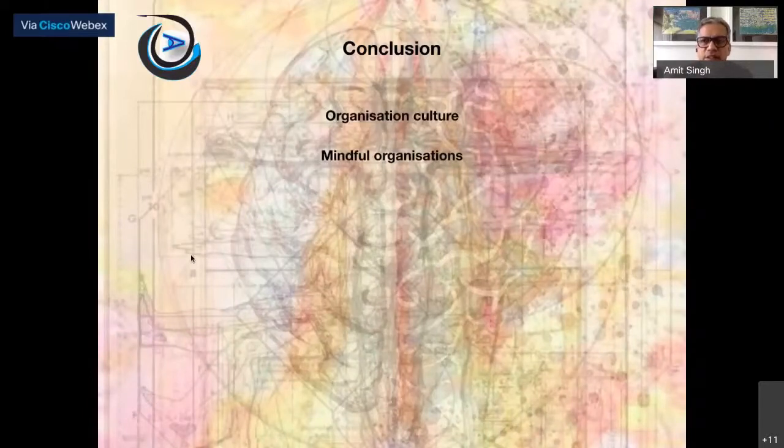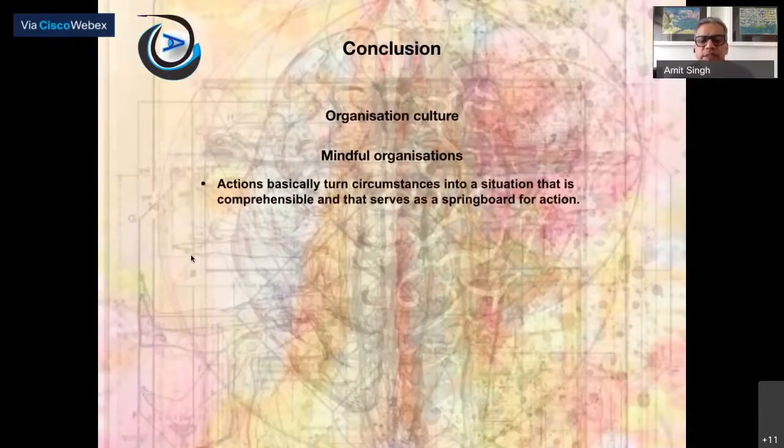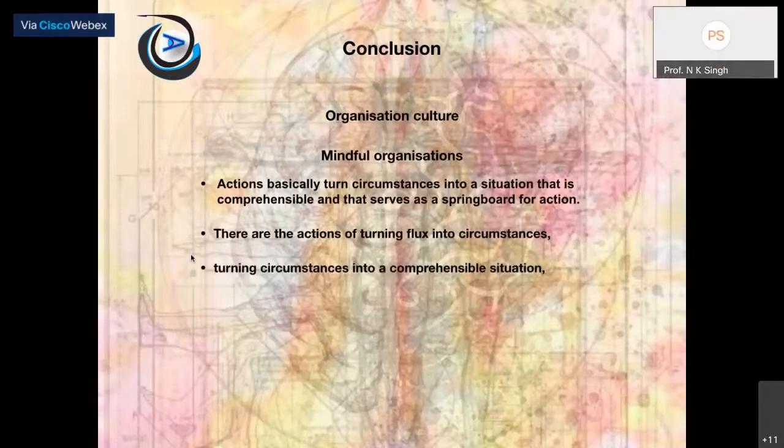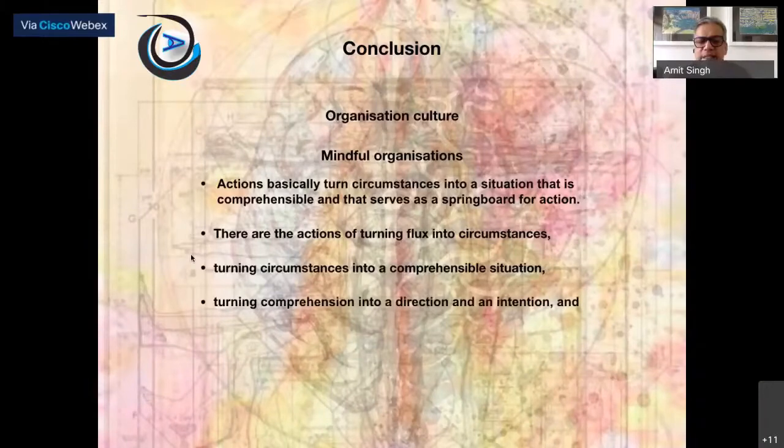Mindful organizations, so people do not go through a consultant's recommendations blindly. Yes, organizations hire consultants, they have processes, but it has to be deployed mindfully. Actions basically turn circumstances into a situation that is comprehensible and that serves as a springboard for action. They are the actions of turning flux into circumstances, turning circumstances into comprehensible situations, turning comprehension into a direction and intention, and at the end, turning these intentions into their realization.